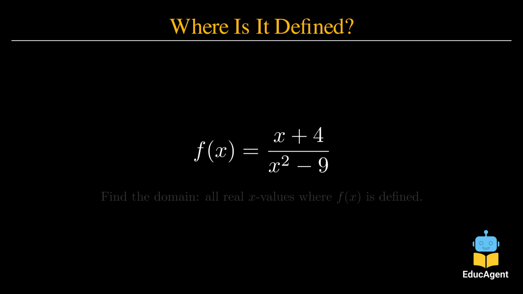Here's the problem we'll solve today. We're given the rational function f of x equals the quantity x plus 4 over x squared minus 9, and we want its domain. Every real number you're allowed to plug in so the function actually makes sense.